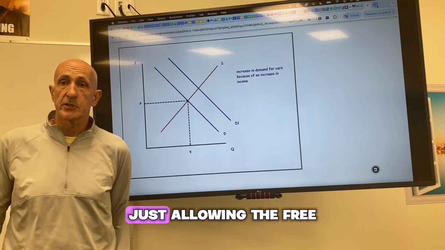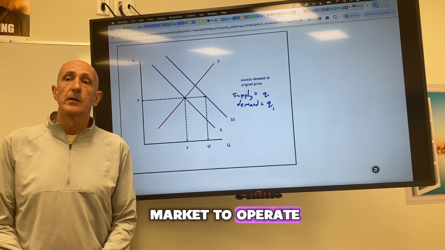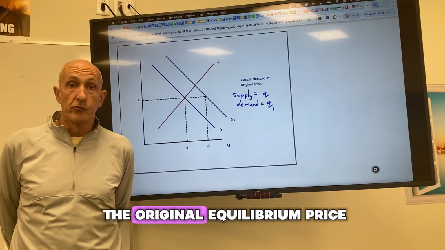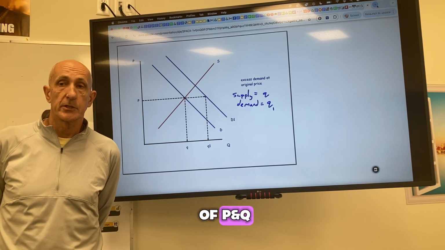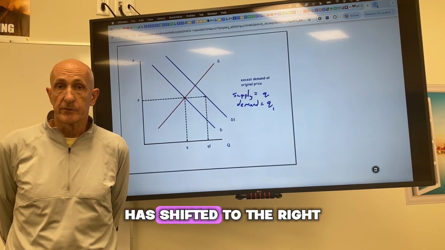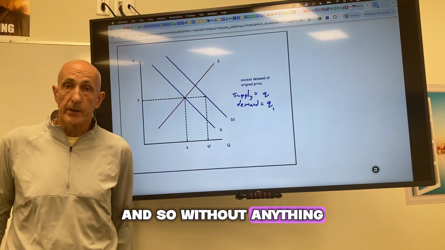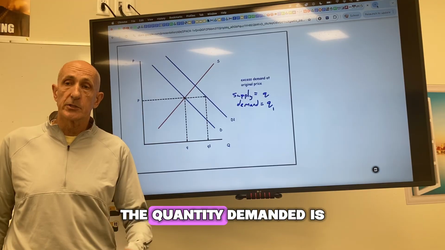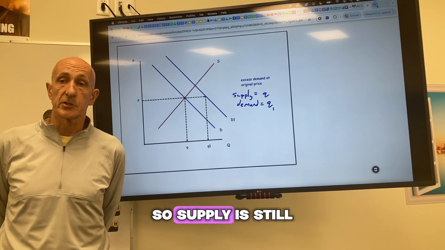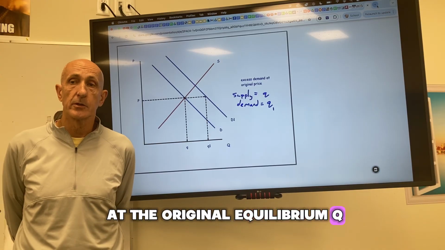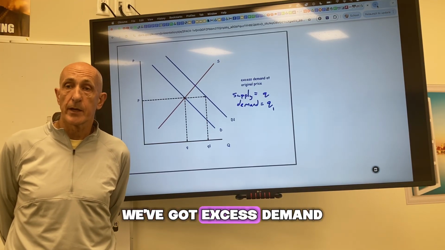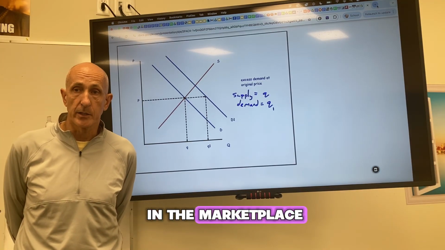Now, we need a mechanism to bring us back to equilibrium. Without the government just allowing the free market to operate, what we're seeing initially here is that at the original equilibrium price of P and the quantity Q, the demand has shifted to the right. And so without anything else changing, the quantity demanded is now in excess of the quantity supplied. So supply is still at the original equilibrium Q, and the demand is now at Q1. We've got excess demand in the marketplace.